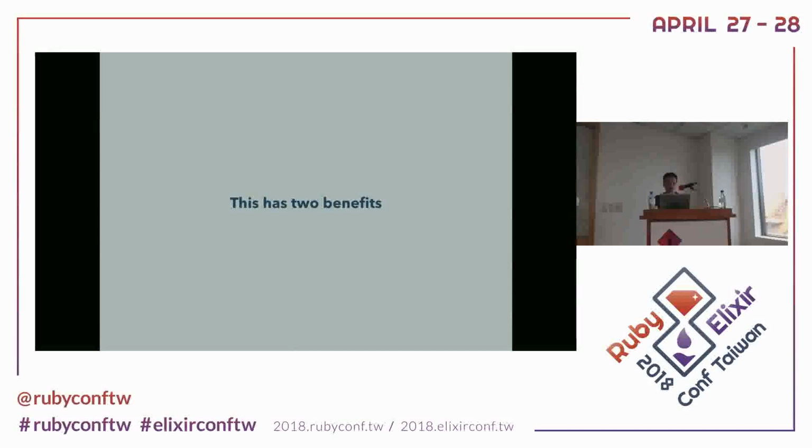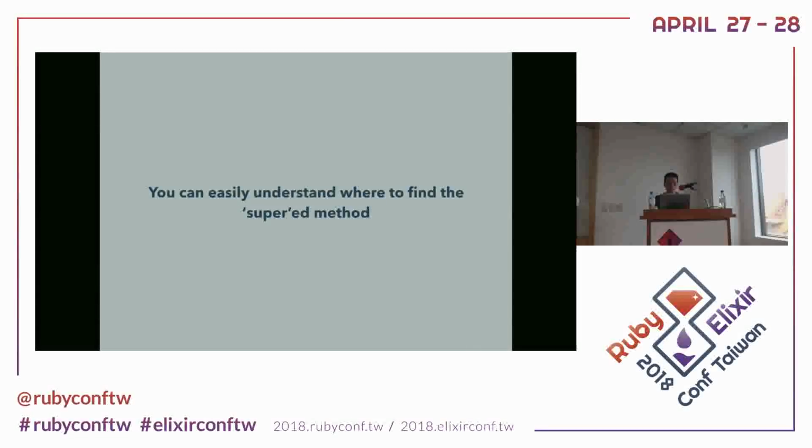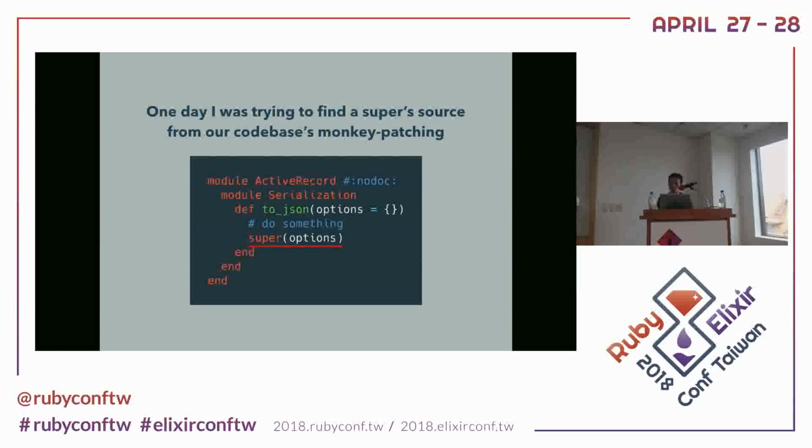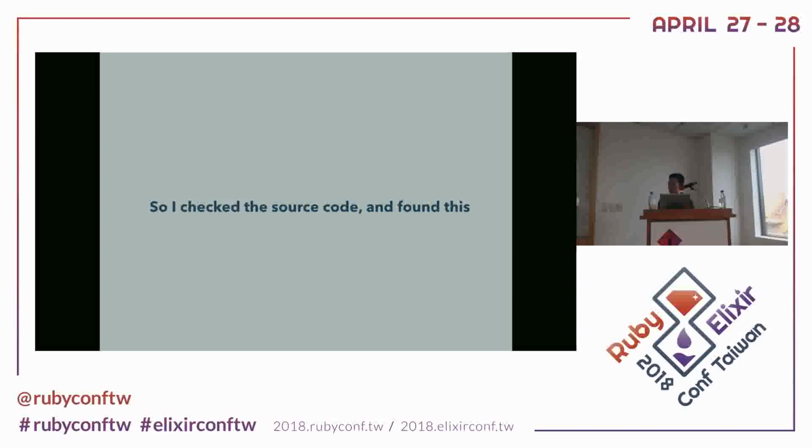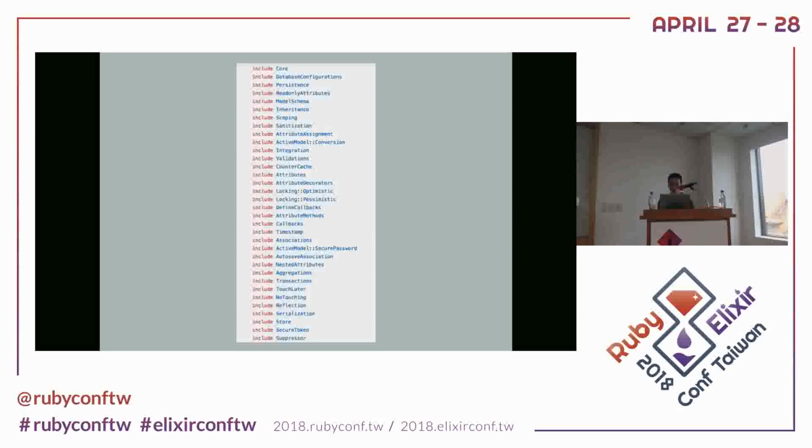And I think this has two benefits. First is that you can easily understand where to find the super method. And I will explain the origin of this idea using my personal experience. One day I was trying to find a super source in our codebase's monkey patching. I thought it might refer to another module in ActiveRecord. So I checked the source code and found this.